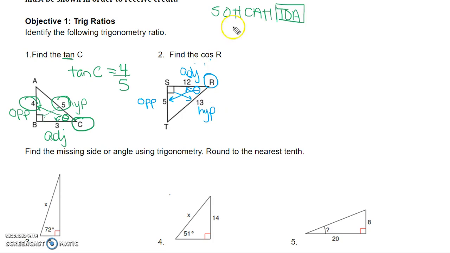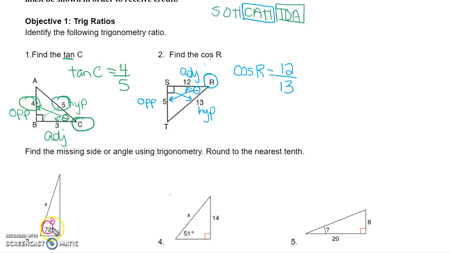This time I want the cosine. And cosine is adjacent over hypotenuse. So the cosine of R is equal to my adjacent side, 12, over my hypotenuse, 13. For 3 through 5, I want to find the missing side or angle using trigonometry, and I want to round to the nearest tenth. So again, I'm going to find my angle, which is 72.